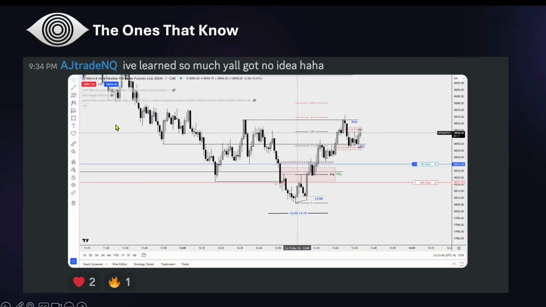So first of all, we have a message from AJ Trades NQ. He said, "I've learned so much, yo, got no idea, haha." And what we can see, he went long right here at this price level. Stop loss was below this low, anticipating buy side liquidity to be this raw. And he probably also took a partial above this high, which was the previous cycle's high within a 30-minute window.